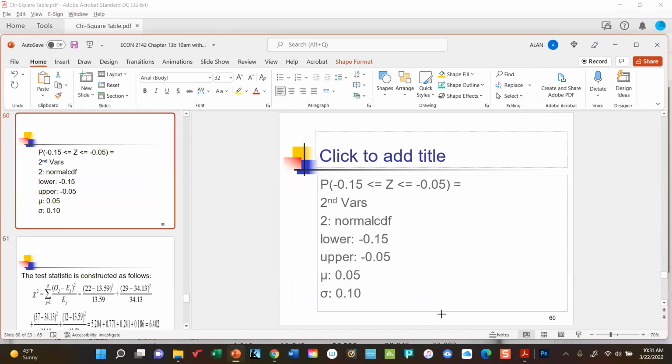And you should get, let's see, let's go through that. Lower is negative 0.15. Upper is negative 0.05. Now the mean, the default here is 0 for the mean. Change that to 0.05. I mean, the mean is 0 by default and the sigma is 1. So you have to change those two. And let's see, that turns out to be about 0.1359.